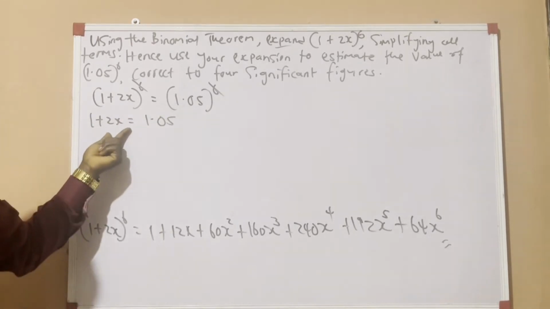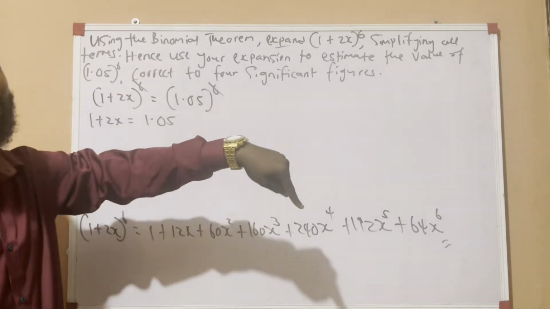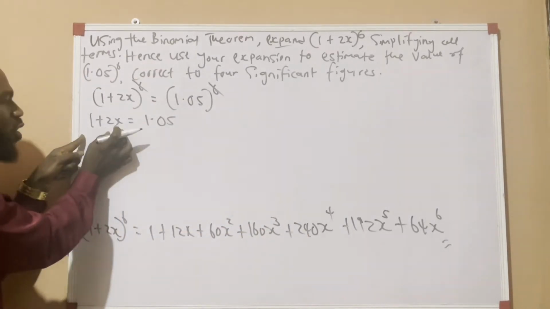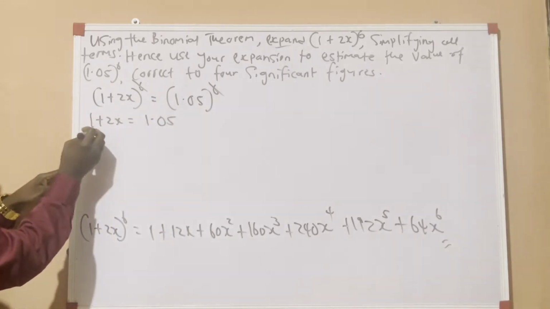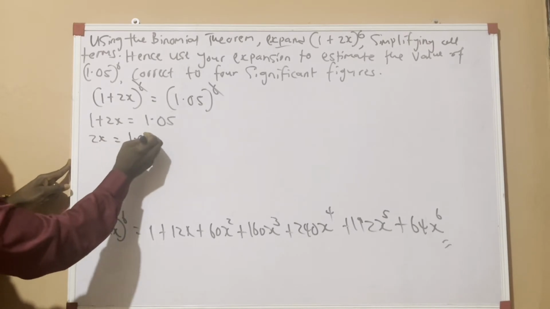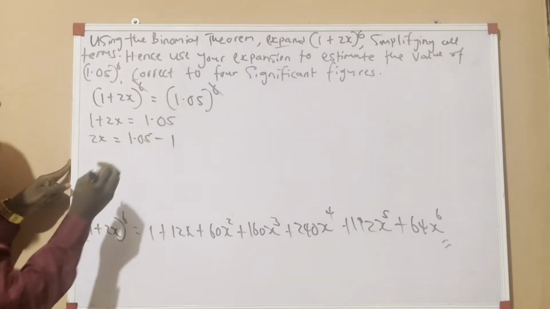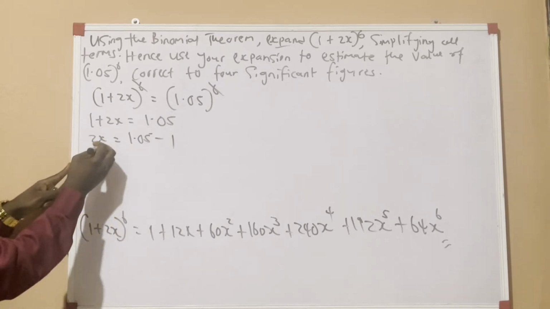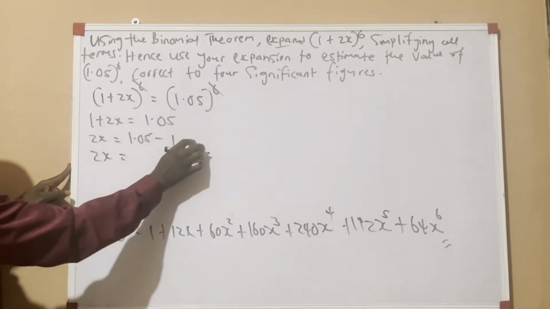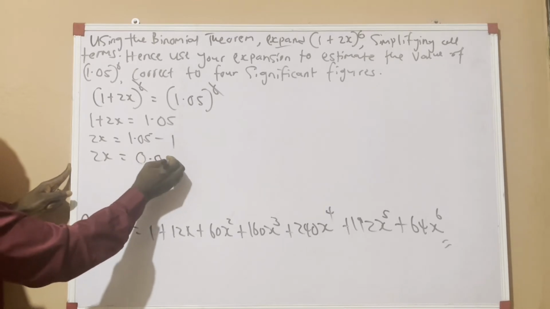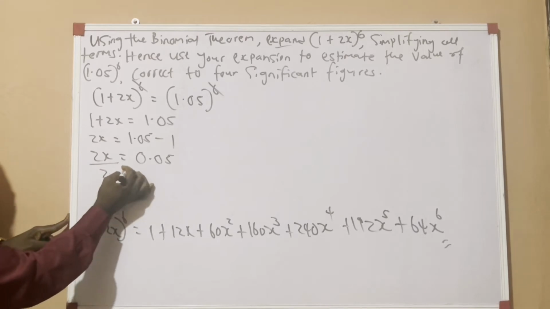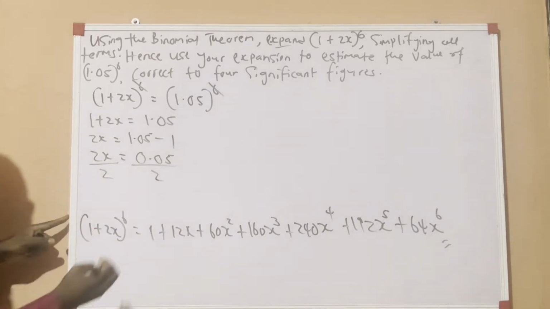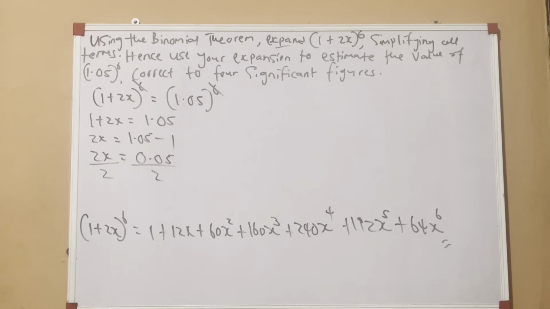Now, if I am looking for the value of x, it means 1 has to go to the right hand side of the equation. Why? Because 1 cannot be added to 2x, since 1 is not carrying x. So if 1 should leave, what do we have left here? 2x becomes 1.05, and 1 crosses and becomes minus 1. Are you with me? So now 2x becomes 1.05 minus 1, which will give us 0.05. Now, for us to get the value of x, we have to divide both sides by 2. Are you with me?